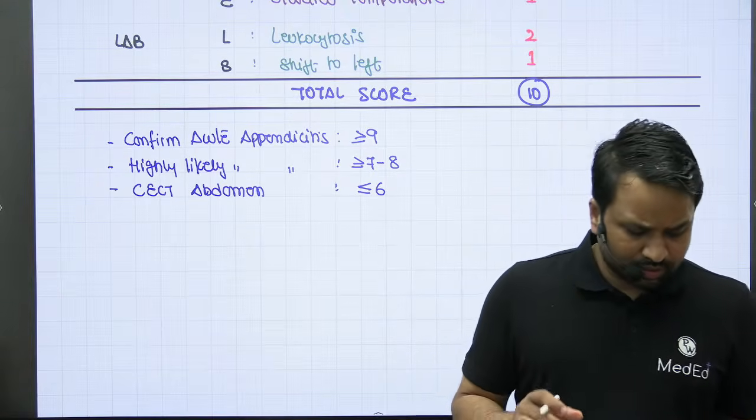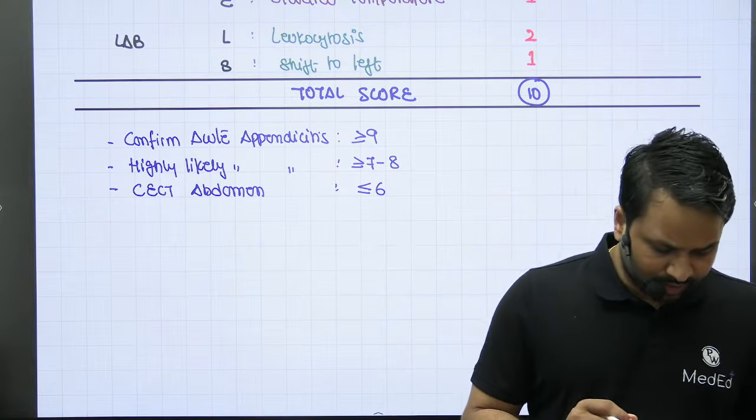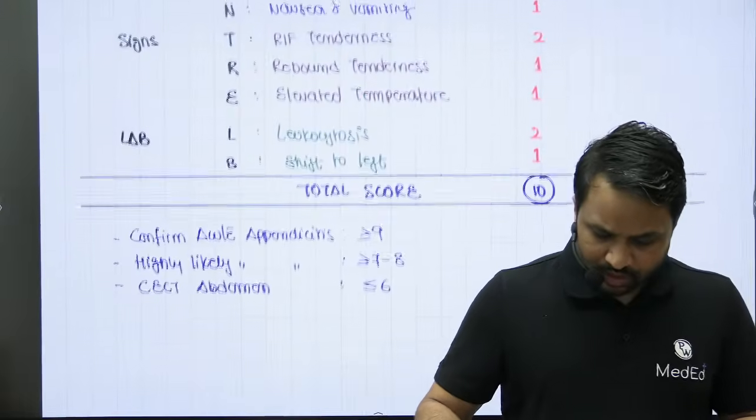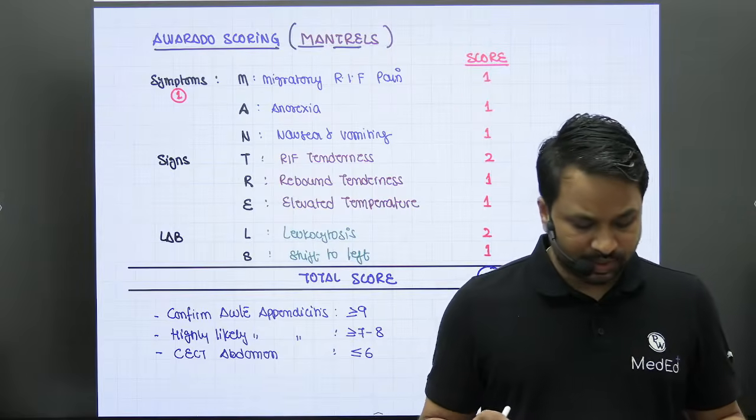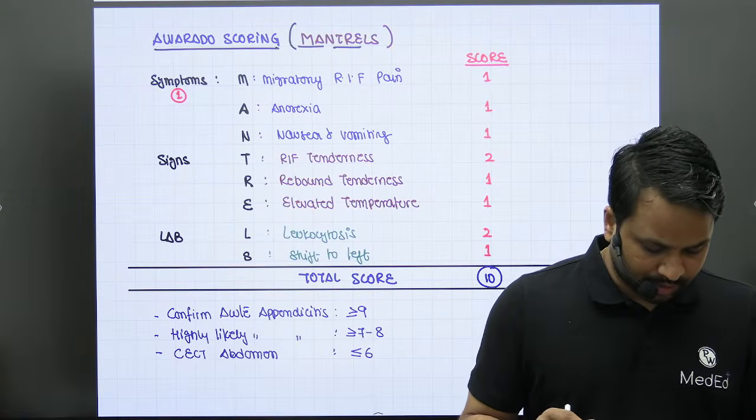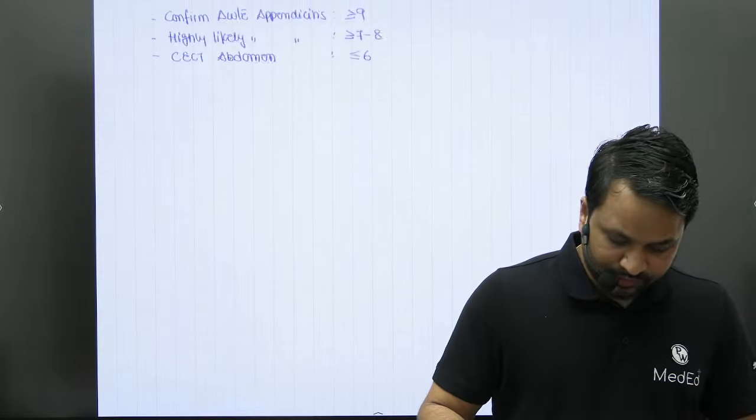Now, just to summarize the whole component that we have learned, what are the other differential diagnoses that you can look at in the context of acute appendicitis, right? So, differential diagnosis.